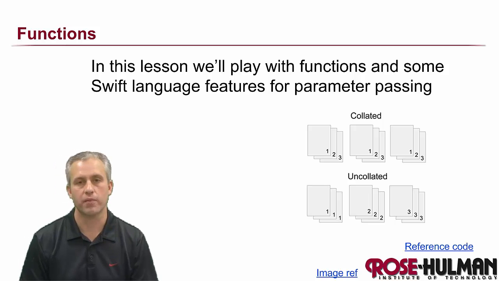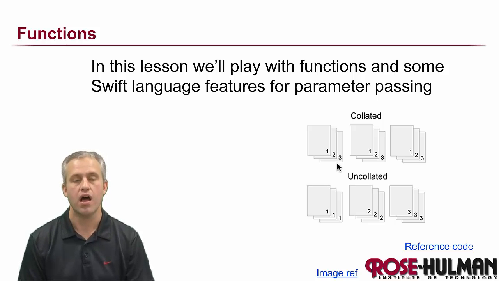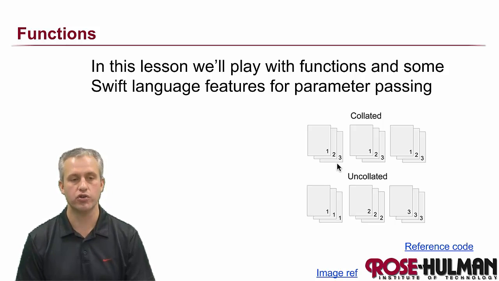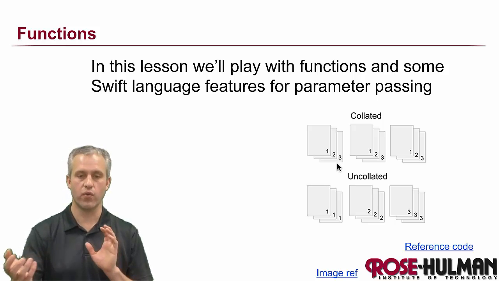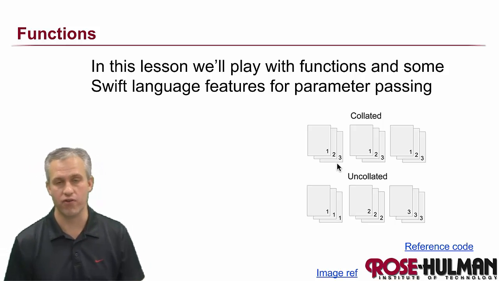Alright, so welcome back to learning about functions. This is going to be the time where we actually use that collated, uncollated example. And what we're going to do is show you a common problem in programming, and that's: what do I do if I really want my function to return multiple things? This has been a problem for decades, right?